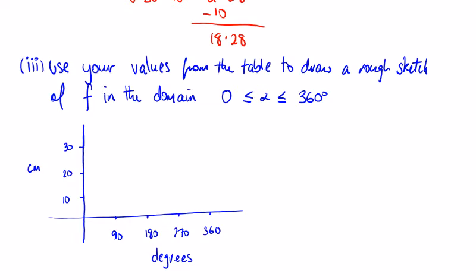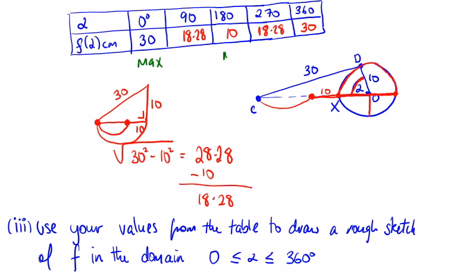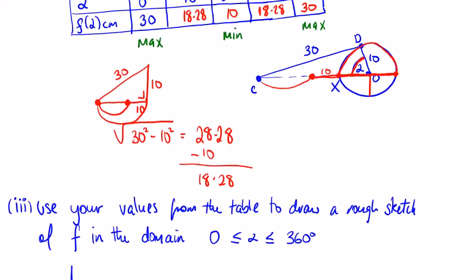Part 3, you're asked to use your values from the table to draw a rough sketch of f in the domain 0 less than or equal to alpha less than or equal to 360. So just drawing a little diagram here. You were given graph paper, or a grid in the exam, and told to draw on it. So what have we got? We have our max and min values. So you should identify the quadratic nature of this graph because it's going up and down.